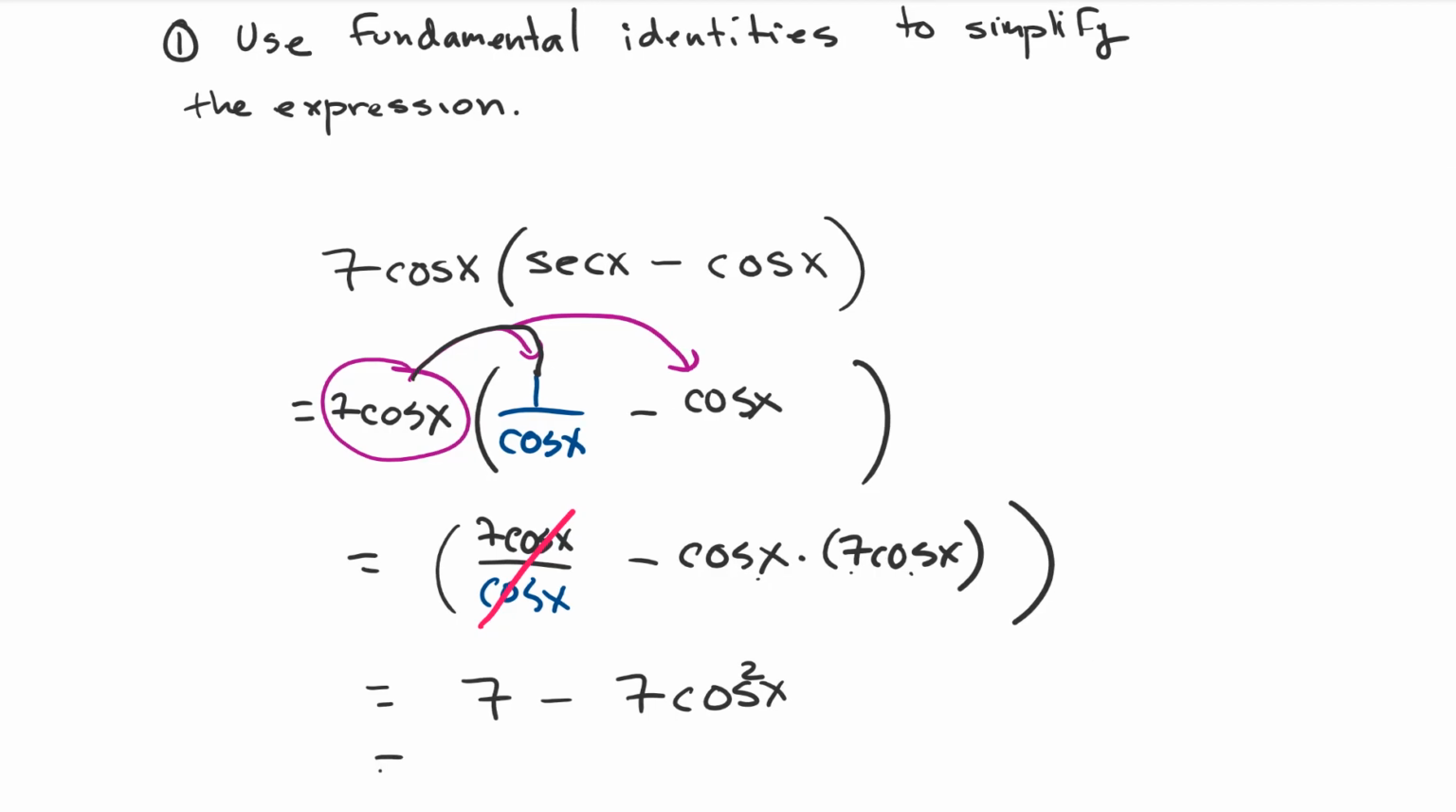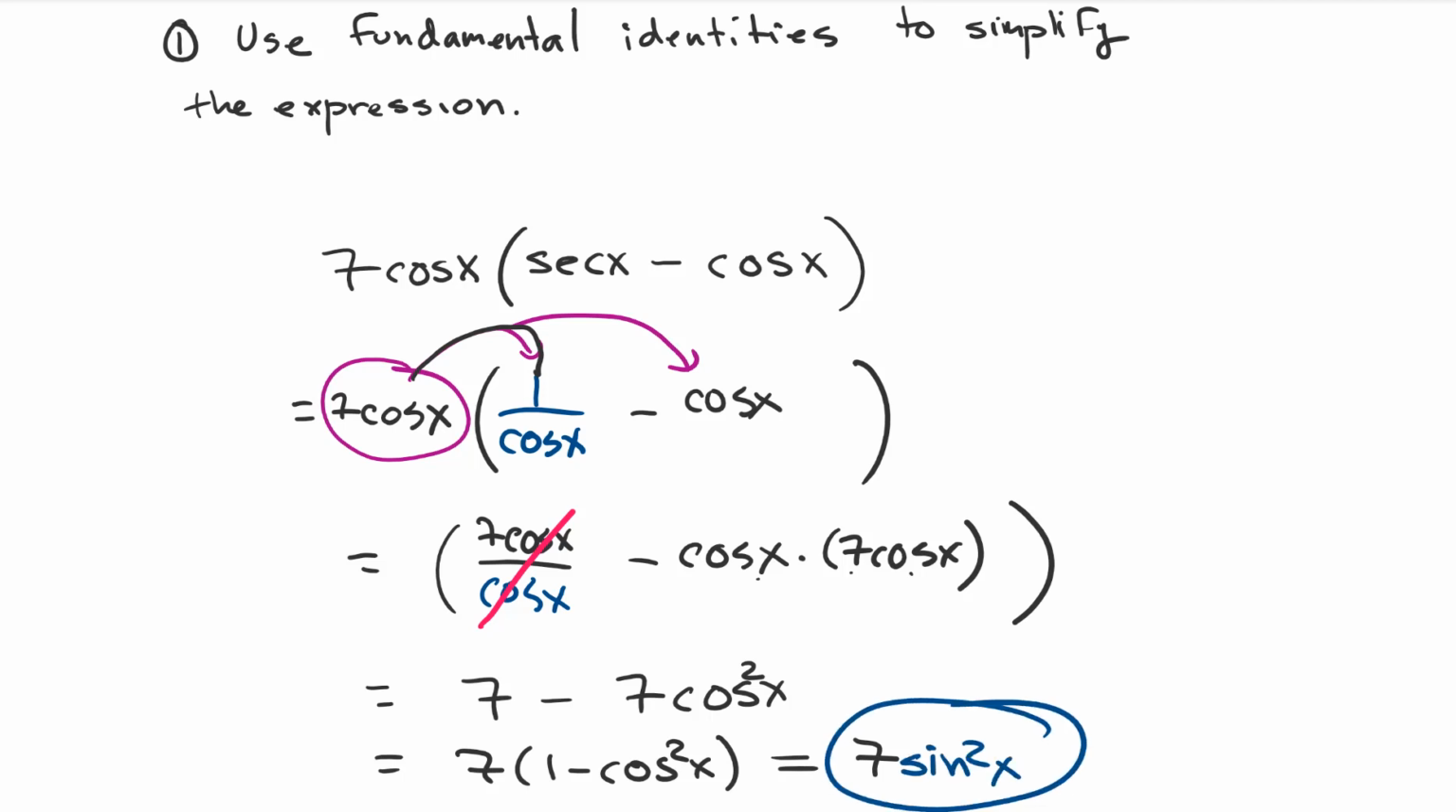Oh, pictures match. Those 7s match. Let's yank that 7 out to the front. And what's it leave us with? 7 times 1 minus cosine squared, but 1 minus cosine squared just equals sine squared. We simplified that expression. You know what I mean? We went from multiple terms, we factored, and brought it right down: 7 times sine squared of x. Alright, that's how the games work.